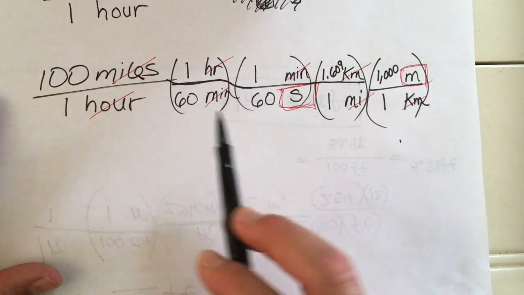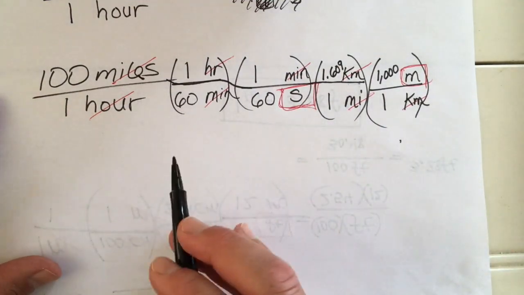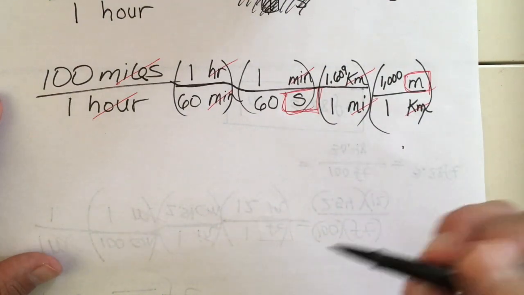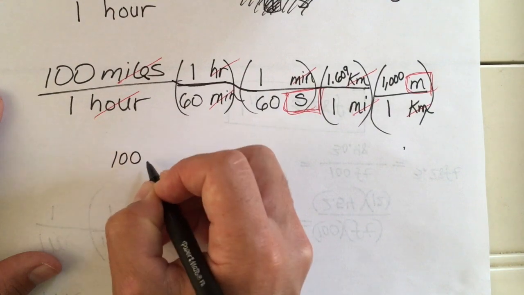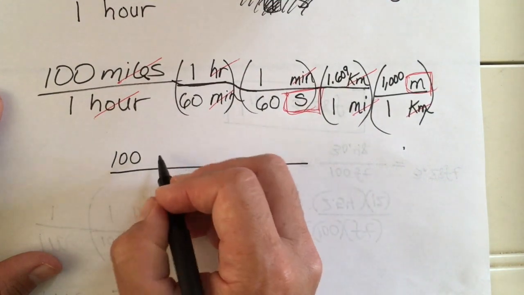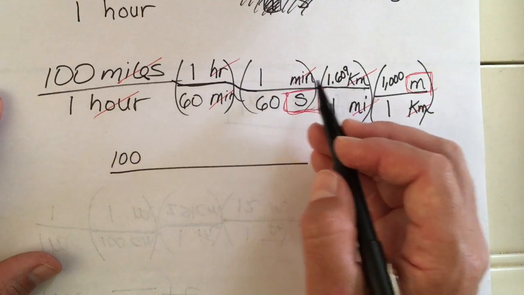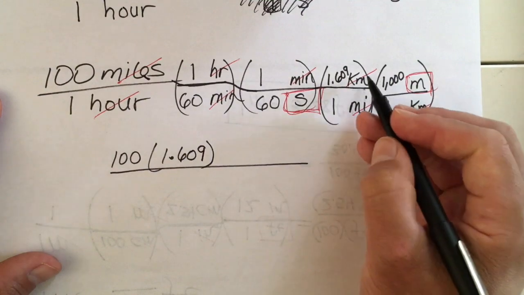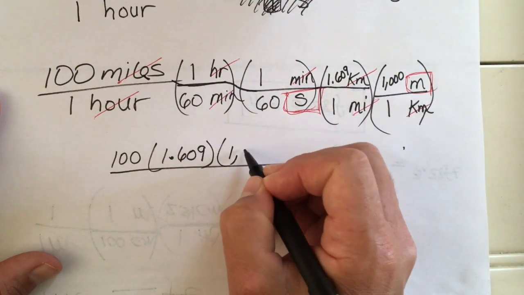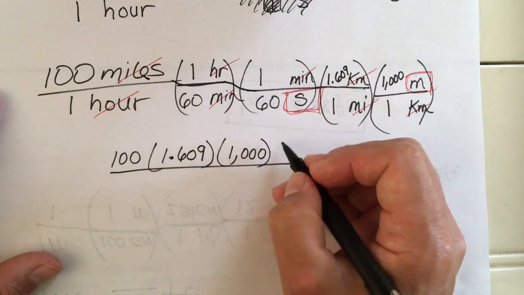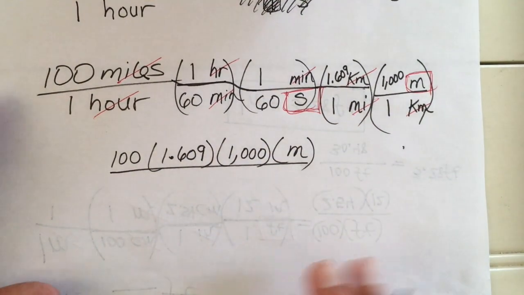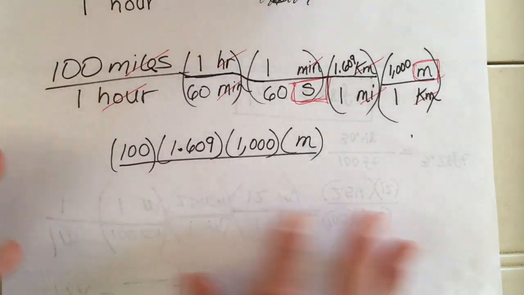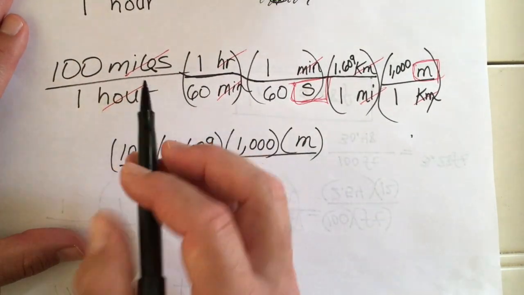So coming back to here, now we're done, right? We have meters on top, seconds on bottom, all the other units are gone. And so now the next step is rewrite and multiply the top across, multiply the bottom across, and divide. So I'm going to go ahead and rewrite. So 100, 1.609, 1,000, and meters. Don't forget your units. You work so hard to get those. They go just in the fraction. They can even get parentheses just like everything else. We treat them just like numbers. All right, 1. Let's do the bottom now.